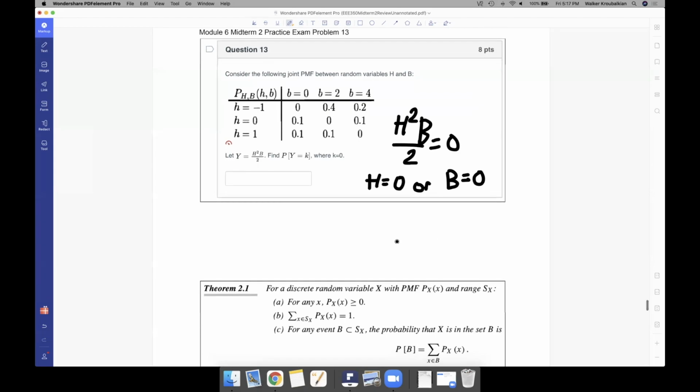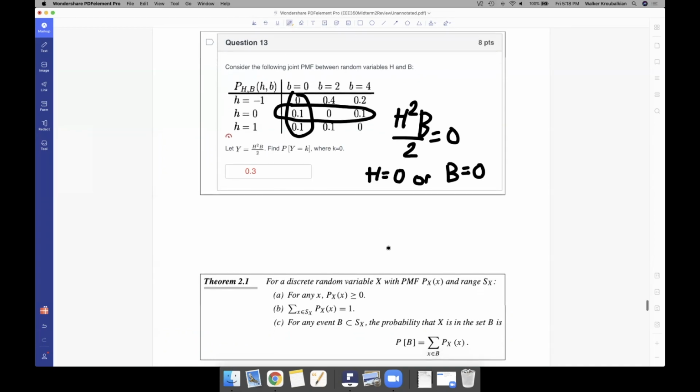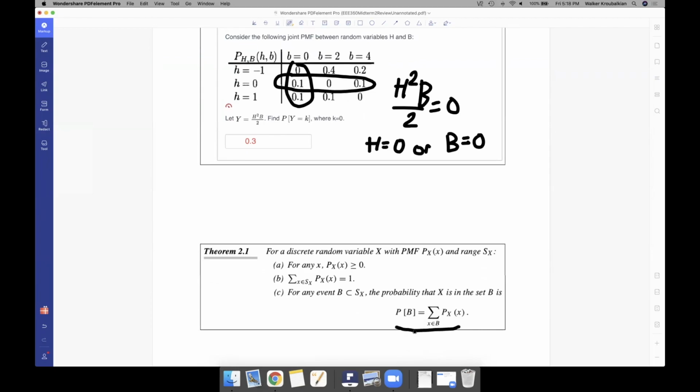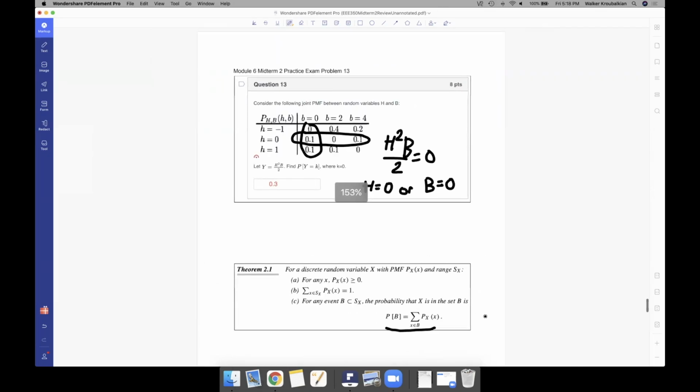So all we have to do is add up every possibility in this table where one of them is 0, right? So that would be this column and this row. So 0.0 plus 0.1 plus 0.1 plus 0 plus 0.1. So our answer should be 0.3. Now, if it were some other value, then we'd have to do some messy casework, and find every combination where h squared b is whatever that value should be. So in general, whenever you have a PMF, you just add up the value of the PMF for every combination in that set. So it can be annoying if your set is complex.